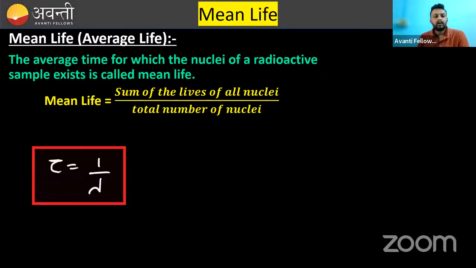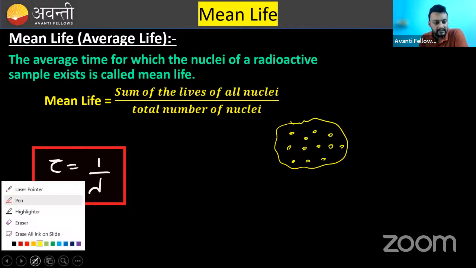Okay, Ayushi. So what is mean life? The average life. There are a lot of nuclei in a sample. So the average life of all the nuclei is called the mean life of the sample. What's happening? Listen to me very carefully. This is a sample in which a lot of nuclei are there. These all are the nuclei.